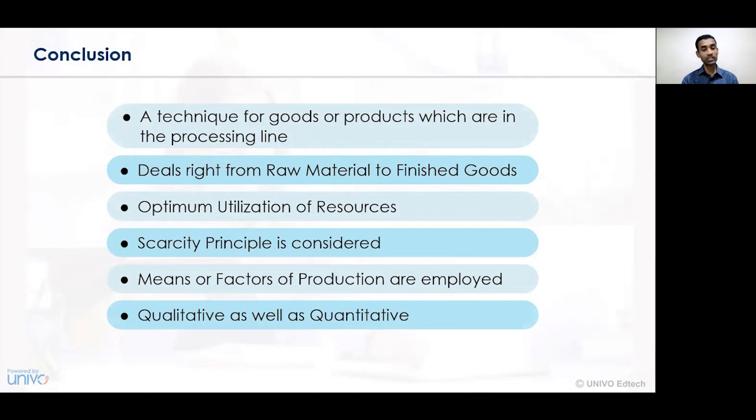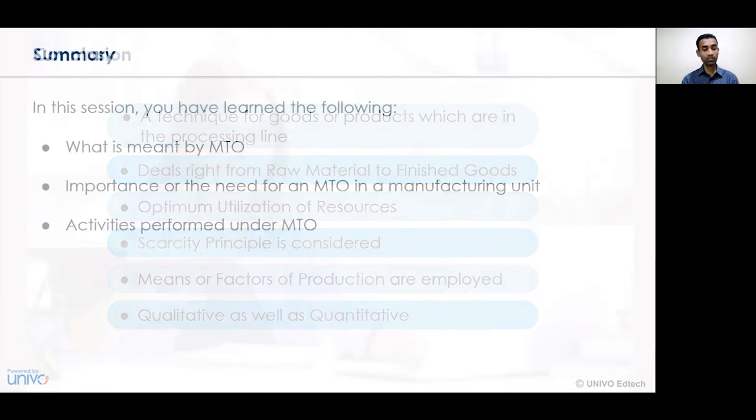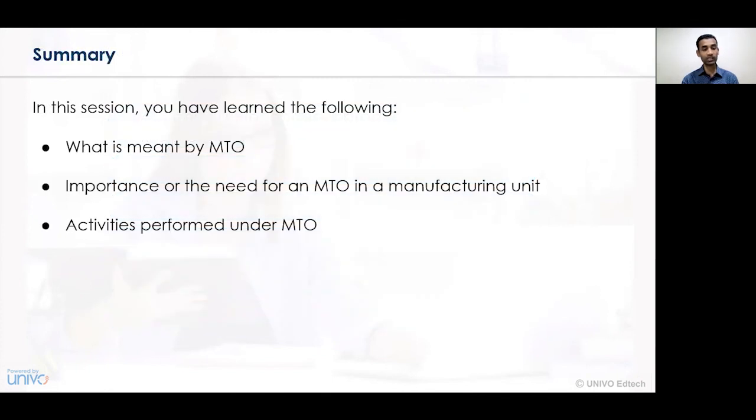Lastly, the MTO is of both perspectives. That is, it gives a certain output in quantitative terms as well as qualitative terms. Now let's summarize what we have learned in this particular session. In this session, we have understood what we mean by MTO, that is make to order, what are the various important needs or functions performed in a manufacturing unit with respect to MTO, and lastly, we have seen the various activities that are performed under MTO.